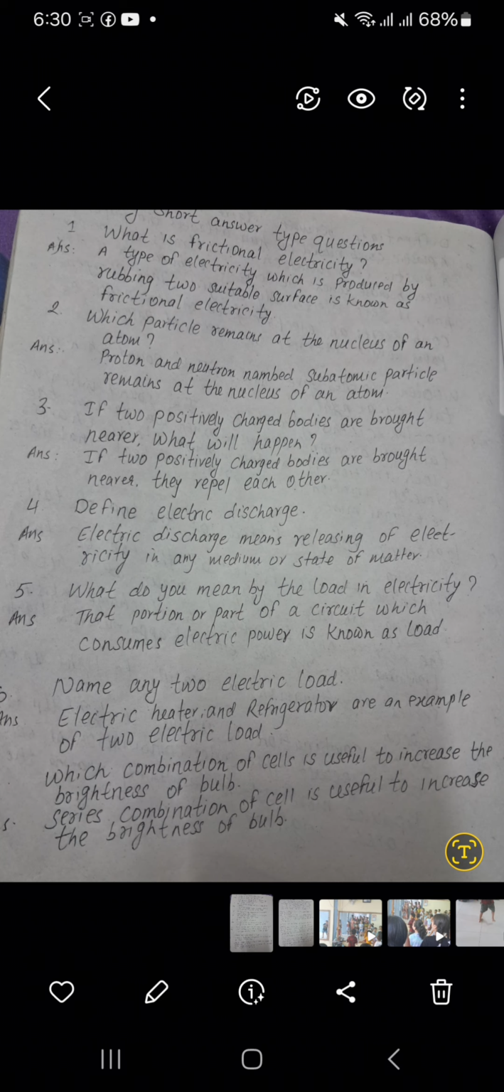Last question, which combination of cells is useful to increase the brightness of a bulb? Series combination of cells is useful to increase the brightness of a bulb. So these are the questions, very important questions.